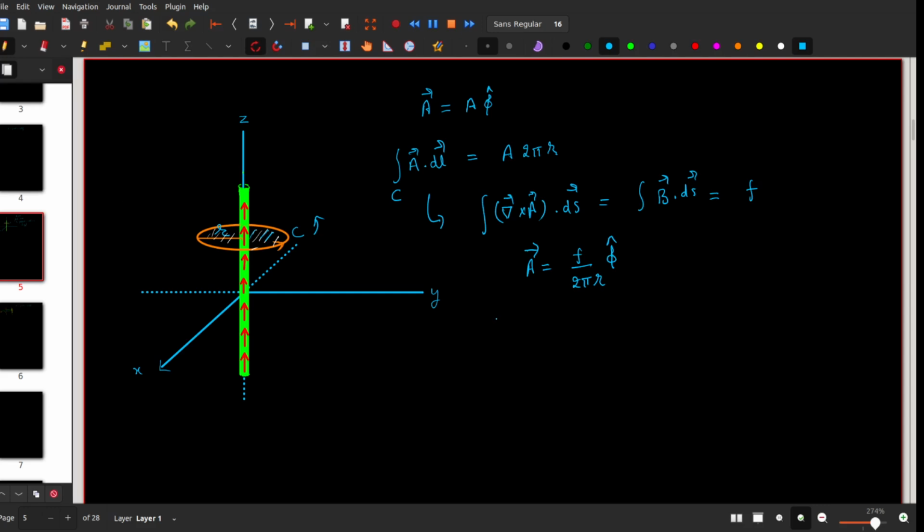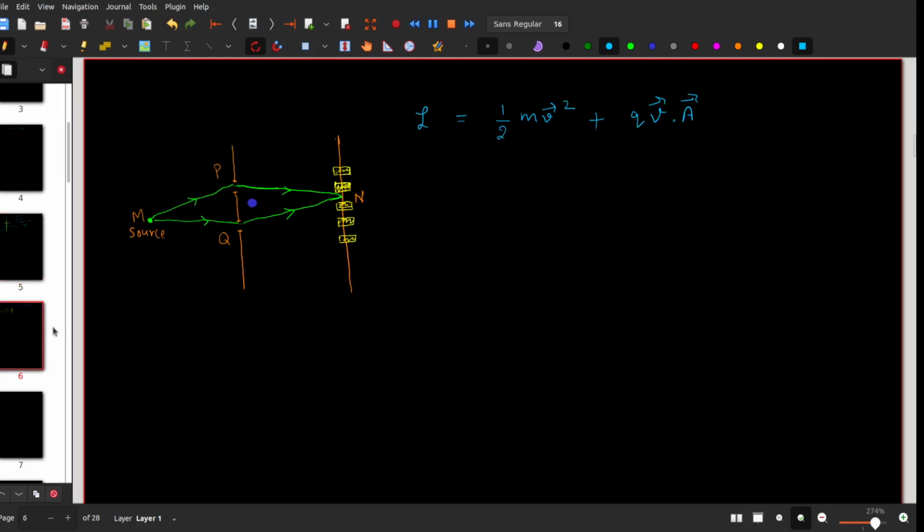Thus, the magnetic potential outside the solenoid is non-zero, and it is easy to verify that its curl of A is 0, so that the magnetic field outside the solenoid is 0.